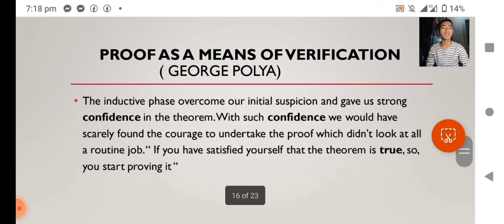Proof as a means of verification, by George Polya. The inductive phase overcame our essential suspicion and gave us strong confidence in the theorem. With such confidence, we would have scarcely found the courage to undertake the proof, which didn't look at all like a routine job. If you have satisfied yourself that the theorem is true, then you start proving it.